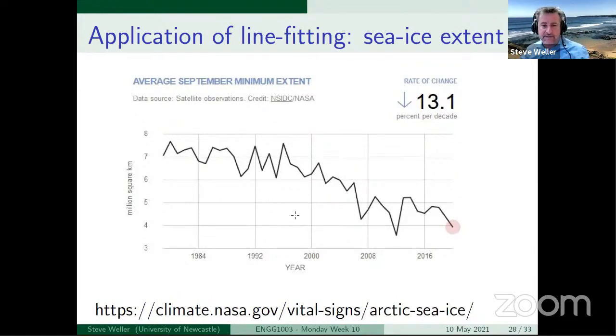Now, that's a graphical image, but if you follow this link here at the bottom of page 28, you can actually get the data.